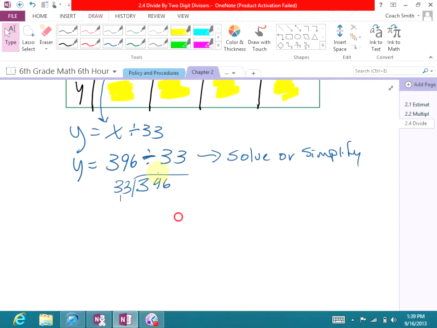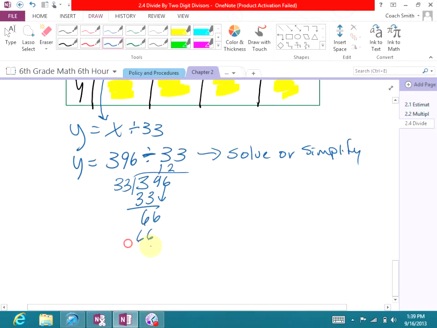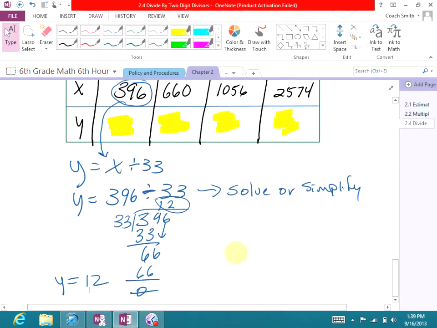Okay, 33 goes into 39 one time, 33, remainder 6, bring down a 6. 33 into 66 goes 2 times, 66, remainder 0. So this says that y is equal to 12. So I'm going to go back here to my table and plug in the 12 right there. Okay?